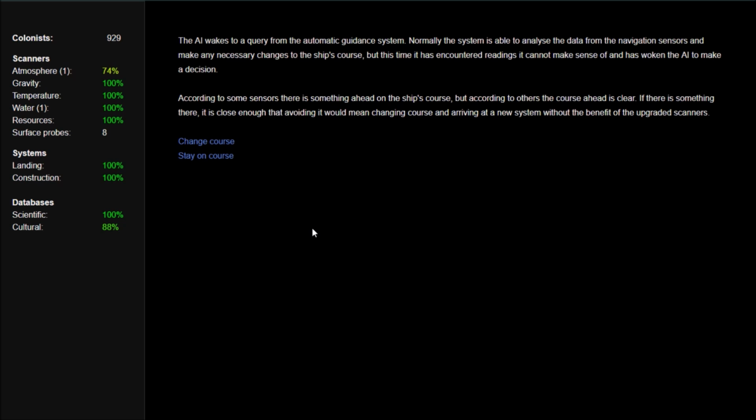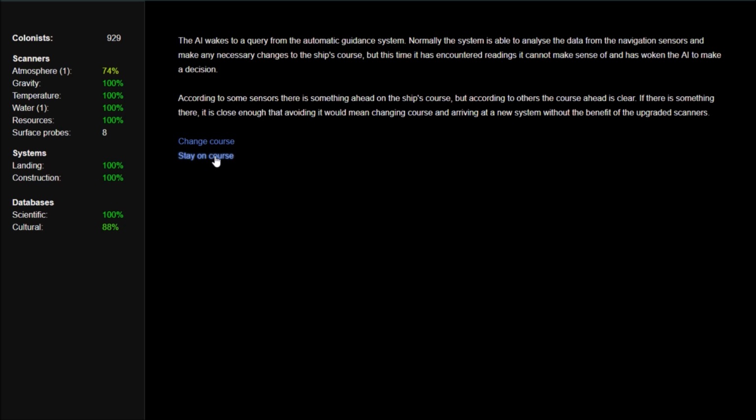AI awakes to a query from the automated guidance system. Normally, the system is able to analyze the data from the navigational sensors and make any necessary changes to the ship's course, but this time it encounters readings it cannot make sense of, and it's woken the AI to make a decision. There is something ahead on the ship's course, but according to others, the course ahead is clear. If there is something there, it's close enough that avoiding it would mean changing course and arriving at a new system without the benefit of the upgraded scanner. So what do? Do we stay the course or do we change course?